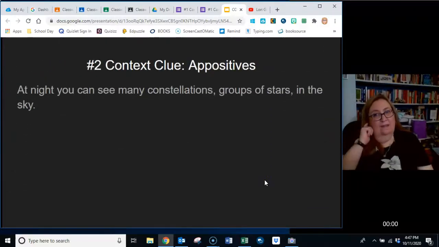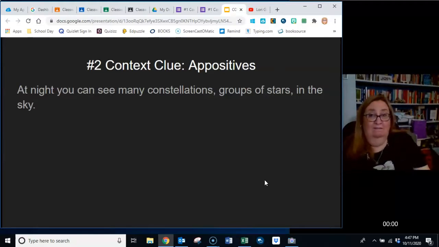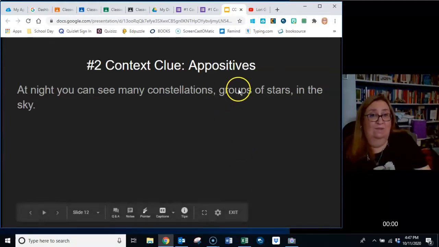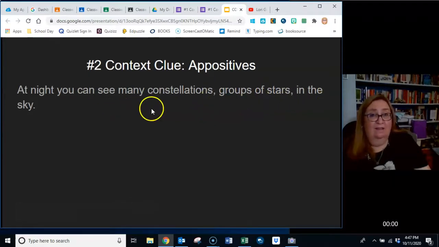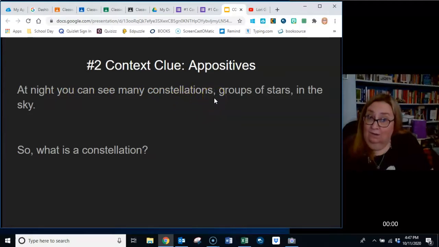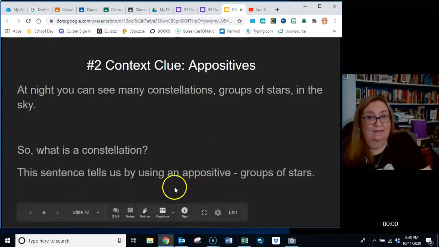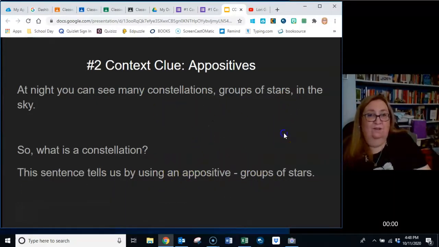Look at this sentence. At night, you can see many constellations, groups of stars, in the sky. I can read this sentence without the appositive. At night, you can see many constellations in the sky. This is here to show you what a constellation is. So what is a constellation? At night, you can see many constellations or groups of stars in the sky. The sentence tells us by using an appositive that a constellation is a group of stars.